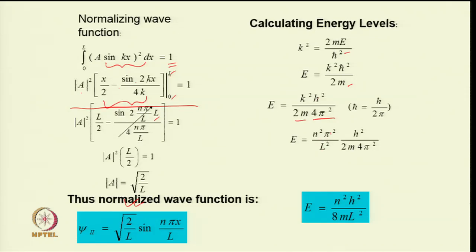So, k square is n square pi square by L square multiplied by h square by 2m into 4 pi square, and from here the energy will be given by E is equal to n square h square by 8 m L square, and that is what we got when we applied this simple concept of the wave becoming 0 at the two walls.